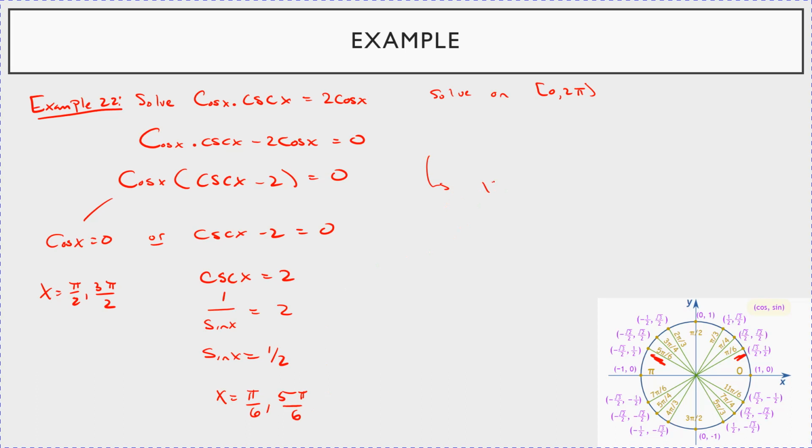So my solutions here, just putting in order, right? So I got pi over 6, pi over 2, 5 pi over 6, and 3 pi over 2. All right.